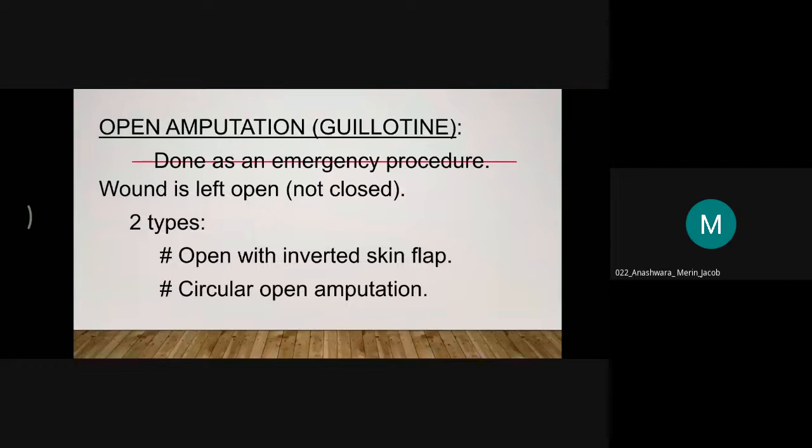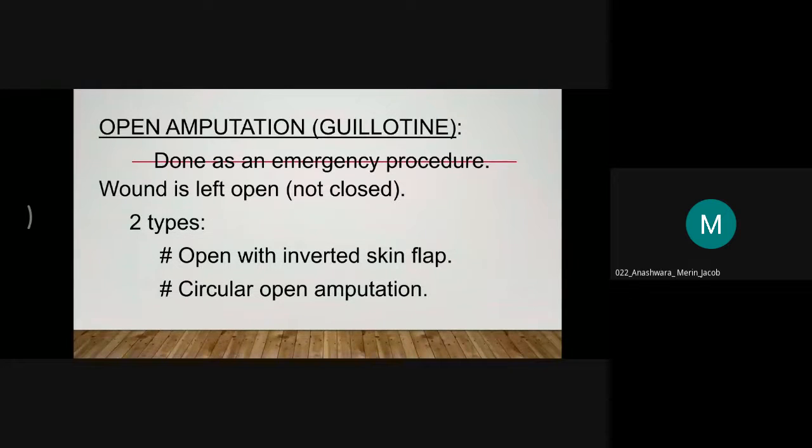Because in an emergency, the patient is not prepared for the surgery, first of all. Secondly, there will be infection, as in trauma, infective disease, or thrombosis leading to amputation. There will be an infective focus or pus inside, and we cannot close over that infective focus. If we close, it will surely lead to ascending infection again.